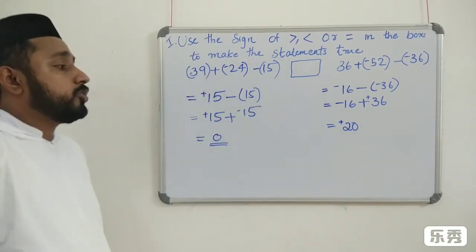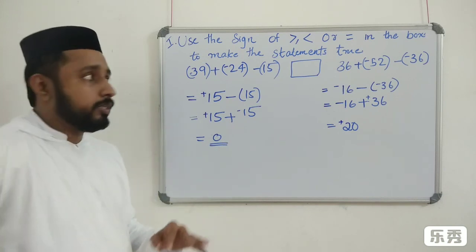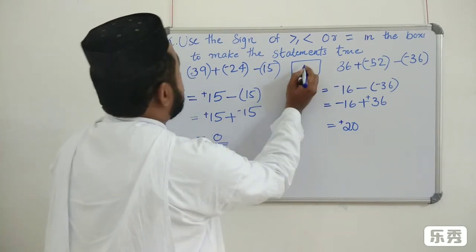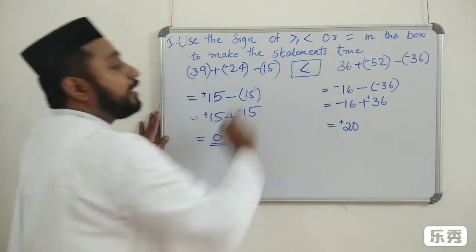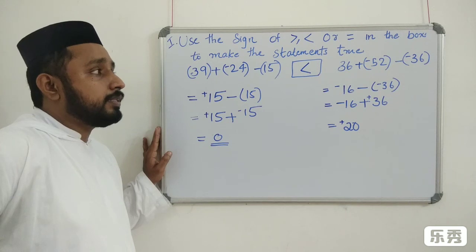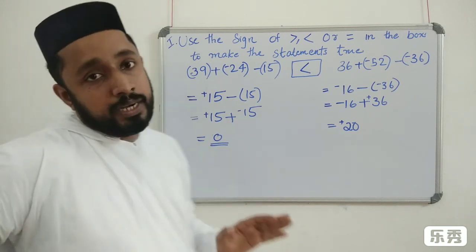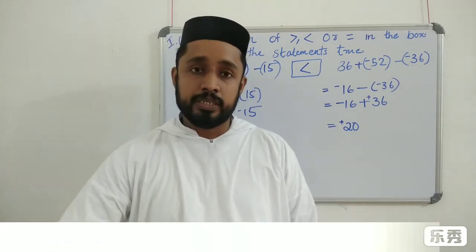So we got 0 and 20. We know that 0 is less than 20. So the answer is 39 plus minus 24 minus 15 is less than 36 plus minus 52 minus 36. So we studied the subtraction and addition of more than two integers. Thank you.